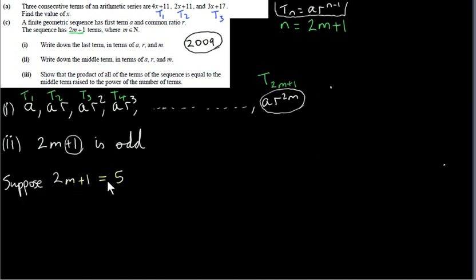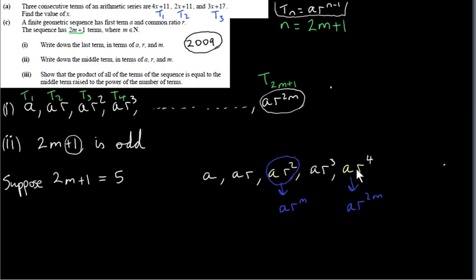To make this simple, let's start by supposing that 2m plus 1 is some small odd number, and we'll try and work out the middle term. Suppose 2m plus 1 is 5, so our terms look like this. T1 is a, T2 is ar, T3 is ar squared, T4 is ar cubed, and finally T5 is ar to the power of 4. Now where is the middle term? This is it here. So you can see that this is the last term of the sequence, which is ar to the 2m in general.